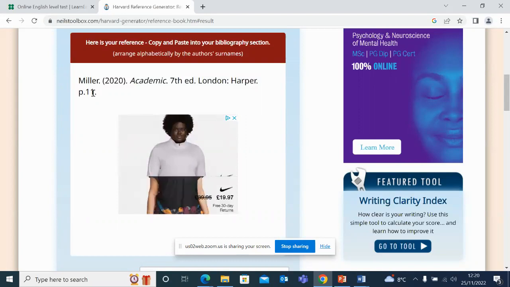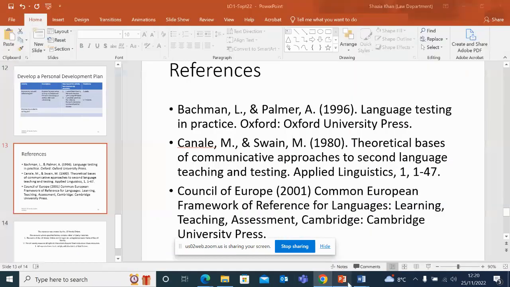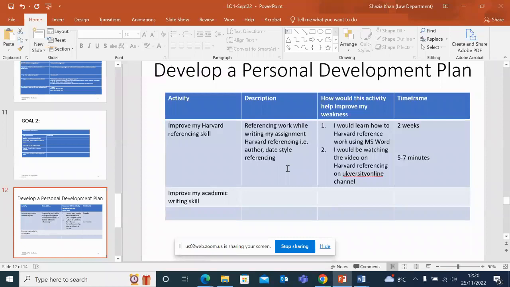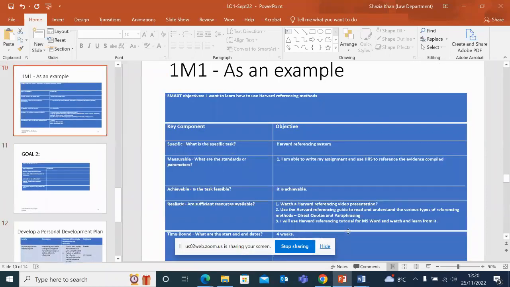So this makes it for you. This is one of the websites that is used for Harvard referencing. So you could use that website. It's called Neil's Toolbox. Like she said here, there will be different videos that you can watch on Harvard referencing. There's different sites you can look at. So that is one of the sites that you can use to help you reference.